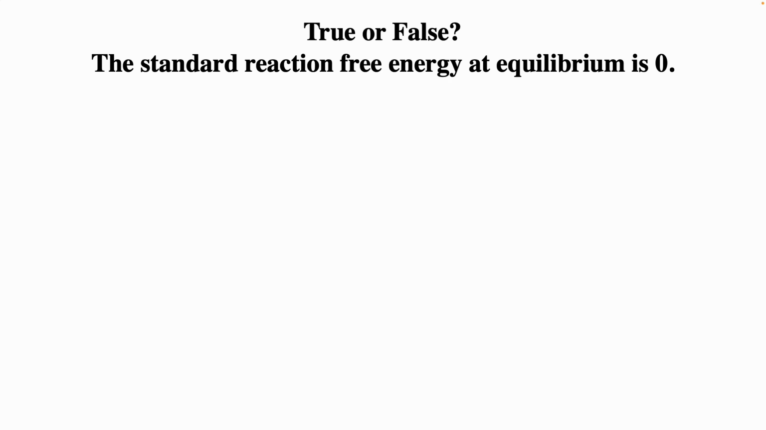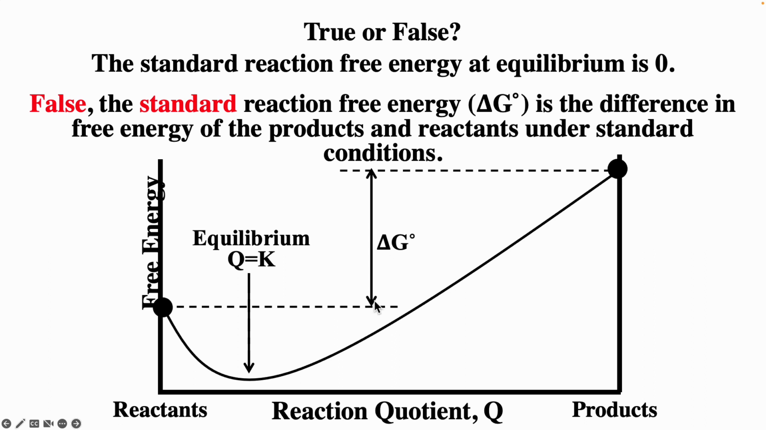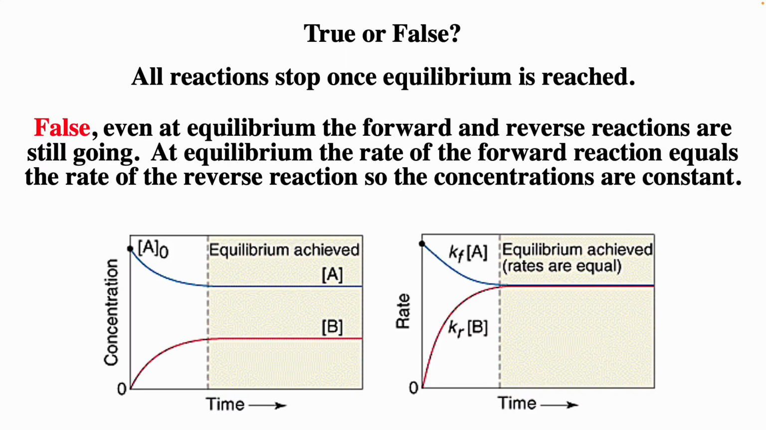True or false, the standard reaction free energy at equilibrium is 0. And so again, this is the standard reaction free energy. It does not change. It's a constant for a specific reaction at a specific temperature. Delta G non-standard changes as the reaction proceeds. True or false, all reactions stop once equilibrium is reached. And so it's false. Remember, equilibrium is dynamic. And so at equilibrium, the rate of the forward reaction equals the rate of the reverse reaction.